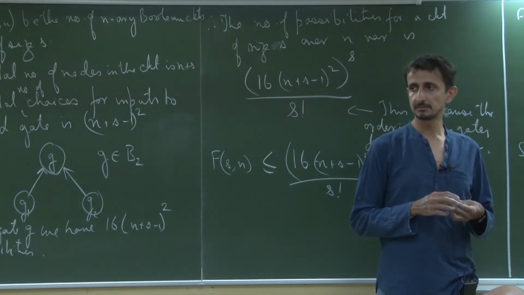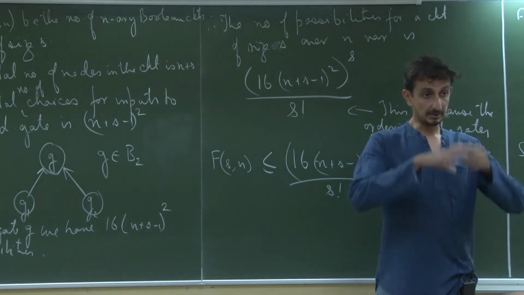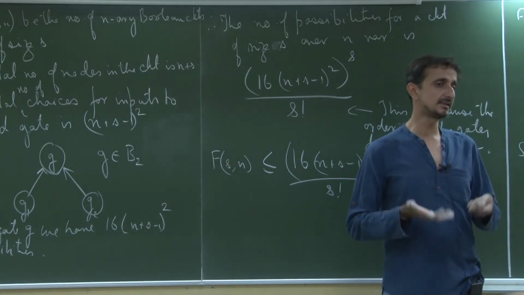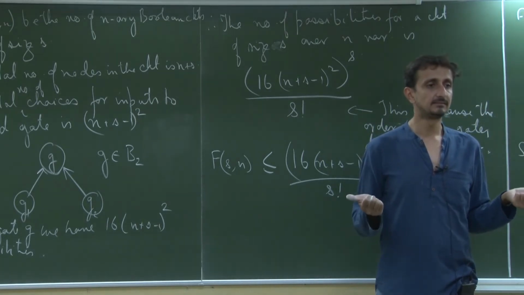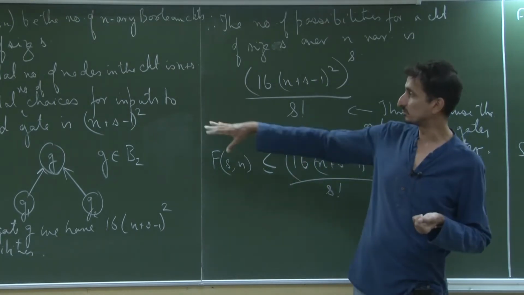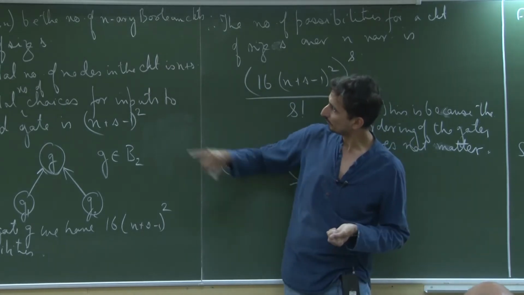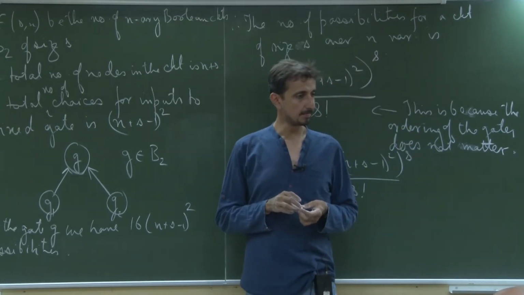Any other questions? Think of the DAG, the directed acyclic graph. So, what we said last class is that a circuit is a DAG. So, think of that DAG. How many nodes are there in that DAG? That is what we are referring to over here when we say n plus s.